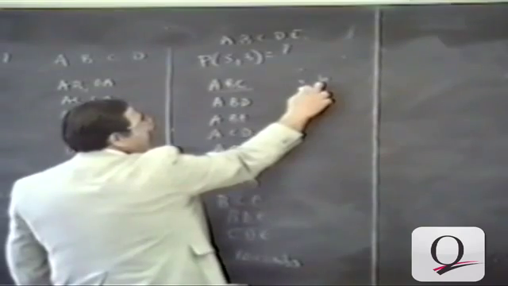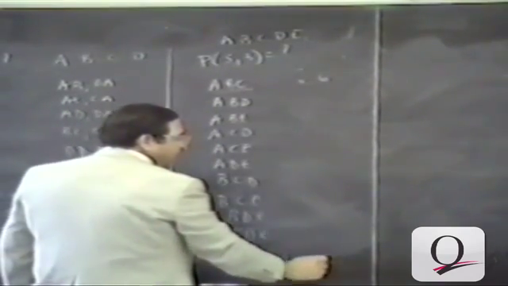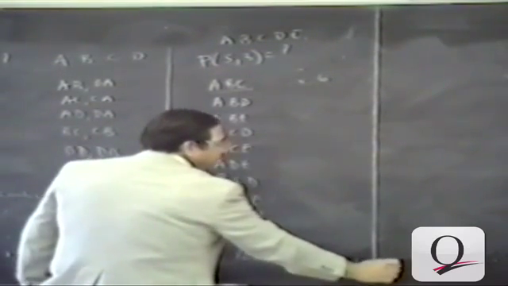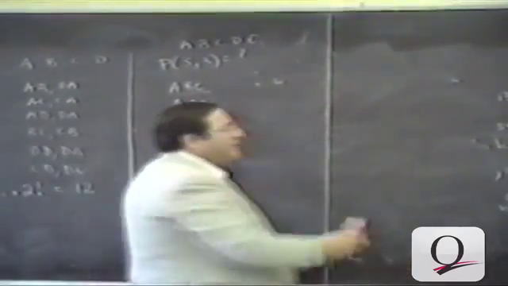Now, what is 6? How do I get 6? I get it because 3 factorial is 6. 10 combinations times 6, you get 60 permutations. And in general, it works like this.